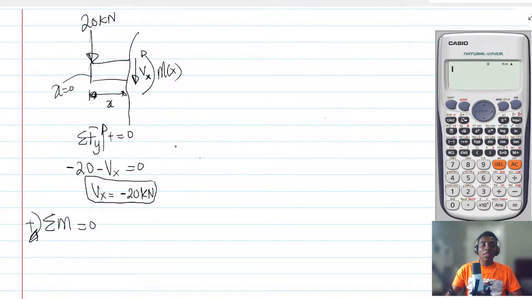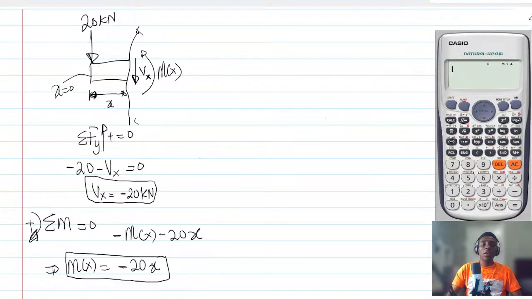So it means that this Mx is coming counterclockwise, so it's going to be negative Mx, and then the 20 kilonewtons is going to also come counterclockwise. So the moment that the 20 kilonewton creates about this section xx is going to be -20 times x. Okay, in other words, the moment is given by -20x.